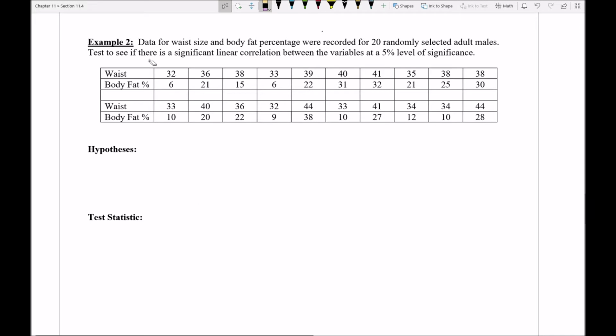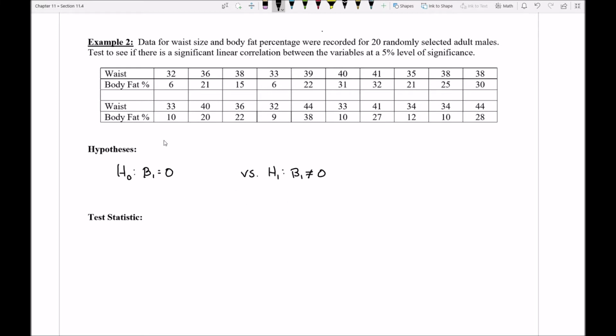Notice that we're not trying to test to see if there's a positive relationship or a negative relationship, but really just if there's any kind of relationship. So if I was to start setting up my hypotheses here, I would say that my H0 is that my population slope is 0, indicating no relationship. And my alternative hypothesis is that my population slope is just anything but 0. It's not equal to 0.